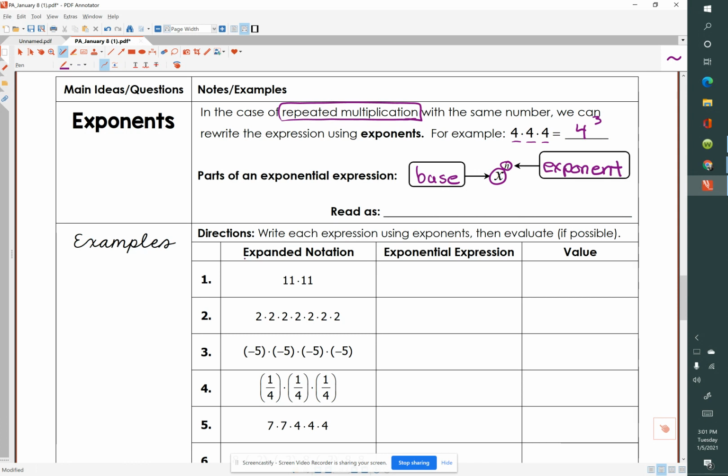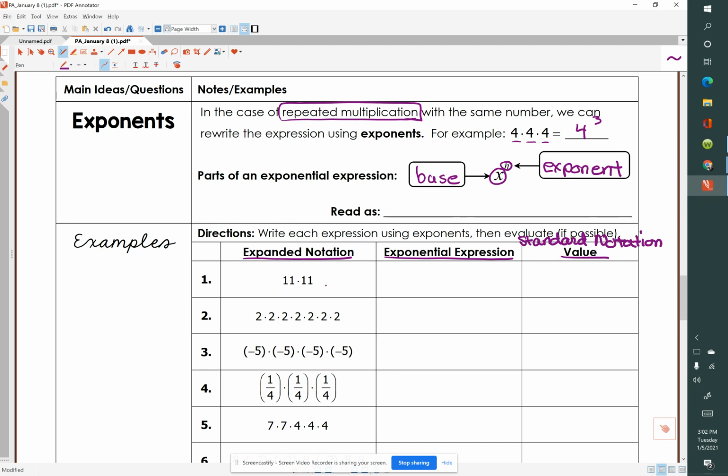And we talked about expanded notation, exponential expression, or we can call this the value, we've also called it standard notation. So why don't you go ahead and write that in your notes?